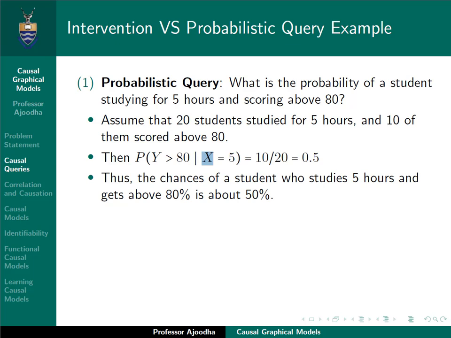This is a standard conditional probability calculation. It does not tell us what would happen if we forced a student to study for 5 hours, okay? It only tells us what is true among students who were observed to have studied for 5 hours. So this is the key limitation of a purely observational query. It describes what we see in the data, but it does not necessarily describe what would happen under controlled action. So very, very different.